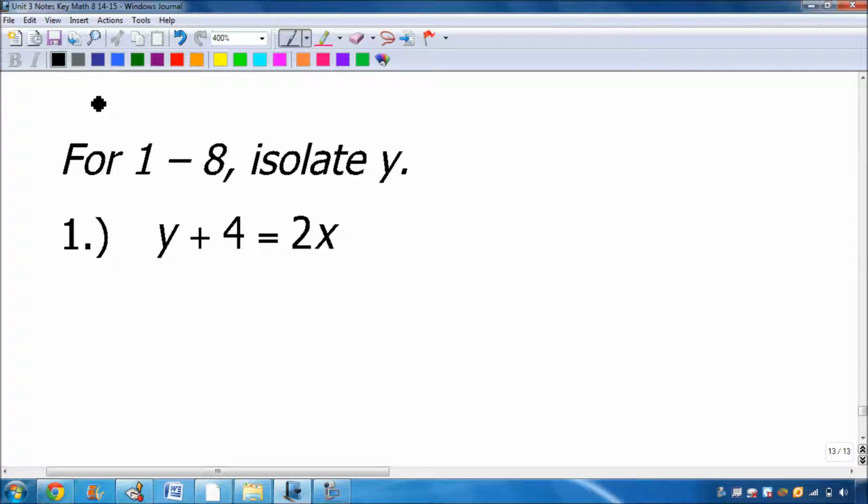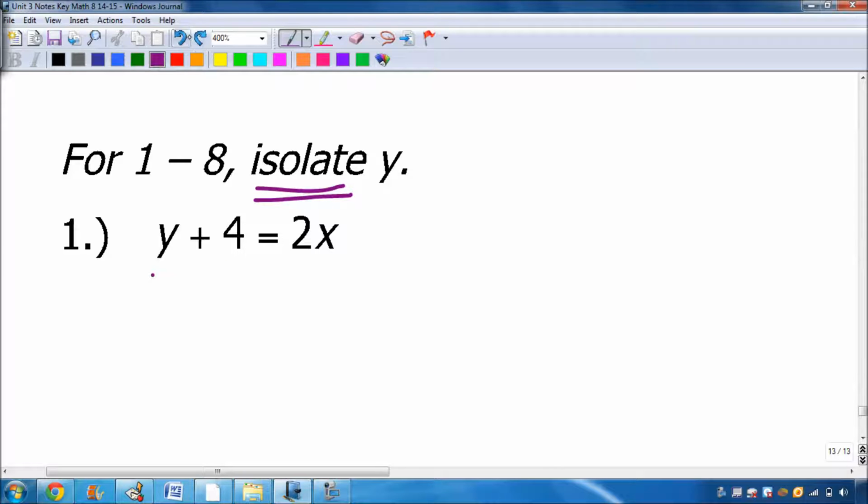Okay. All right, the directions for 1 through 8 say to isolate y. Again, I know this is going to be a little bit on the strange side, but bear with me. The more practice you get with it, the easier it's going to seem to you, okay? Number 1, isolate means to get y by itself. So if you look on the side of the y, there's a 4 there.